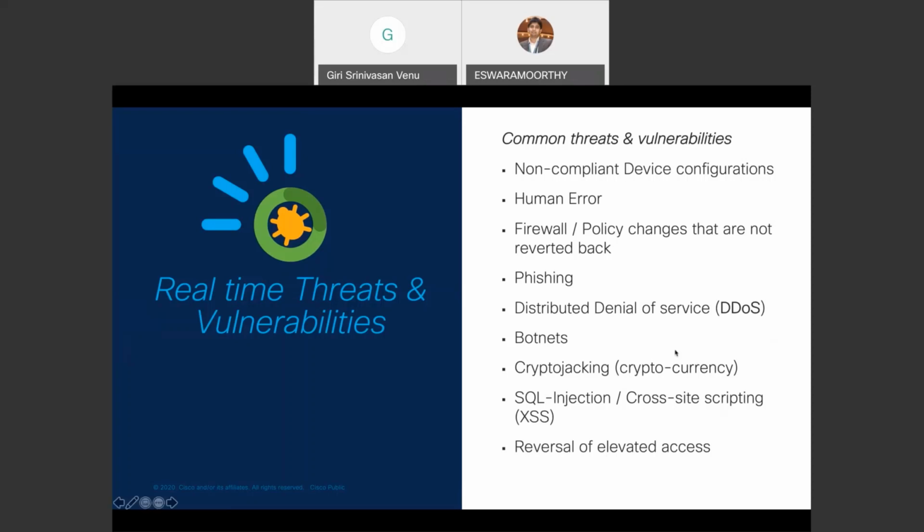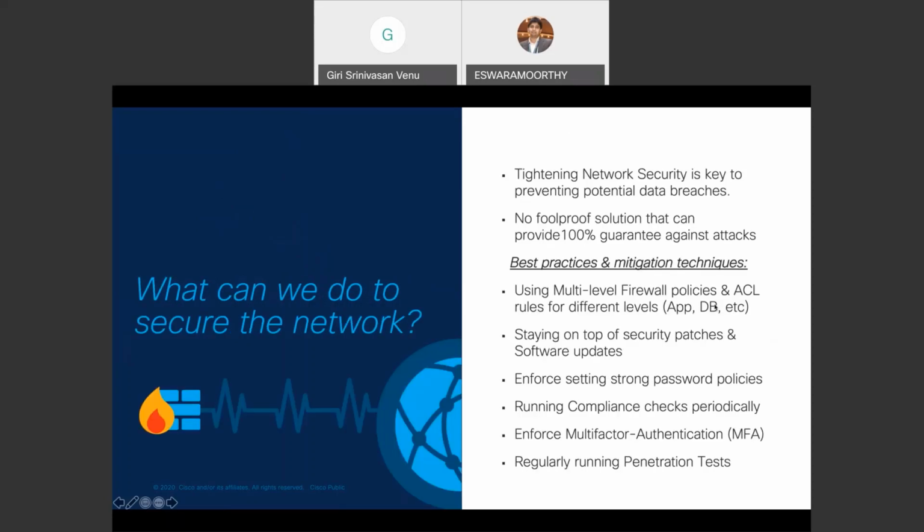So these are some of the common threats and vulnerabilities, right? Now that we've been talking a lot about vulnerabilities and breaches, let's see what we can do to make our network tight and secure. The first and foremost responsibility of the network engineering team is to make sure that their network is as secure as possible. As we mentioned earlier, have multiple firewall systems and policies, and ensure that the network is as robust as possible, so that we can minimize the probability of potential data breaches, right?